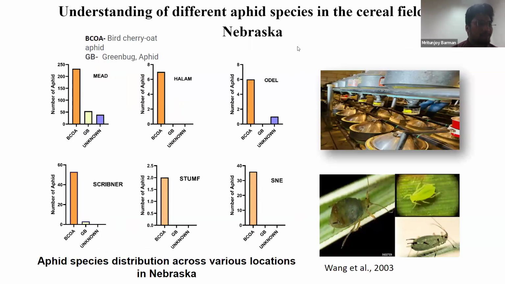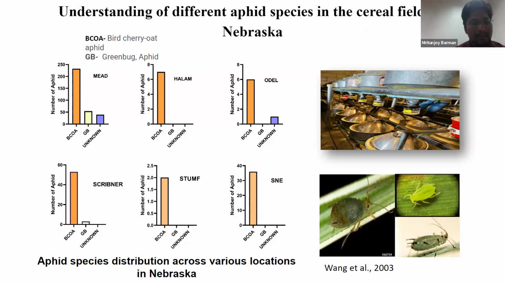Now let's see which aphid species is the dominating species present in Nebraska. You can see here the x-axis represents the different aphid species: the bird cherry-oat aphid, greenbug, and English grain aphid, which can transmit these barley yellow dwarf virus strains. The y-axis represents the number of aphids.